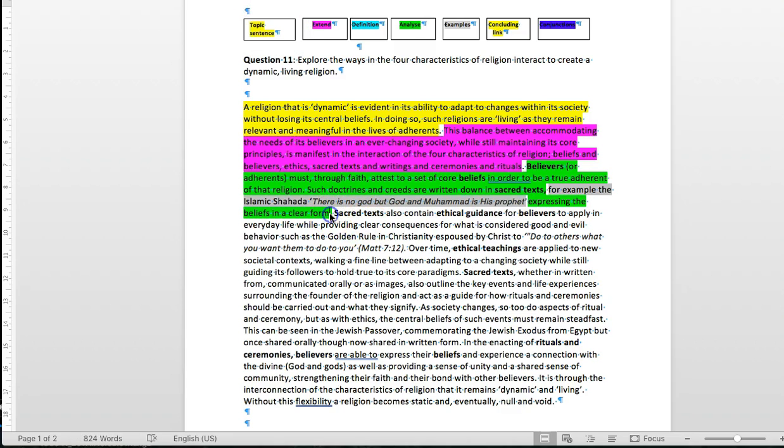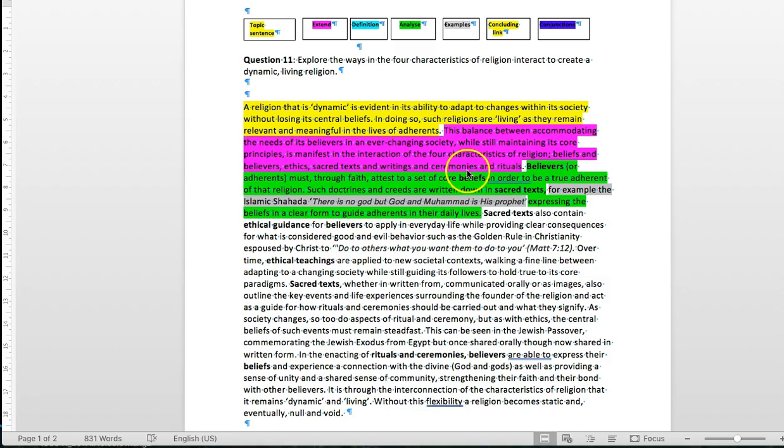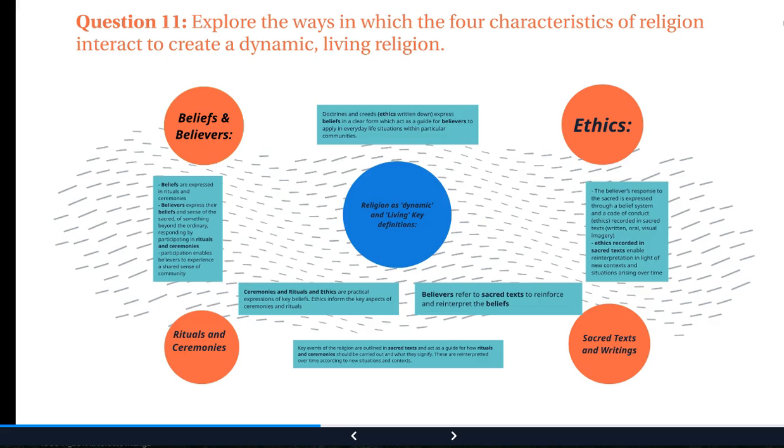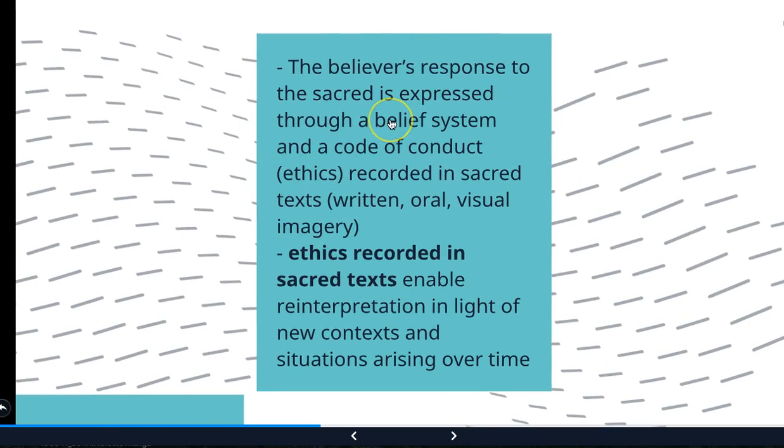expressing beliefs in clear form lives to guide adherents in their daily lives. So now we'll move on to our next interrelationship between the characteristics, which is sacred texts and ethics. So we're referring now to the relationship between the ethical teachings and the sacred texts.